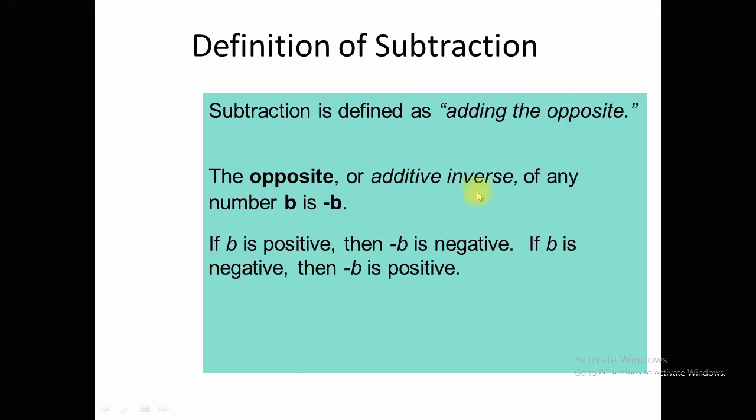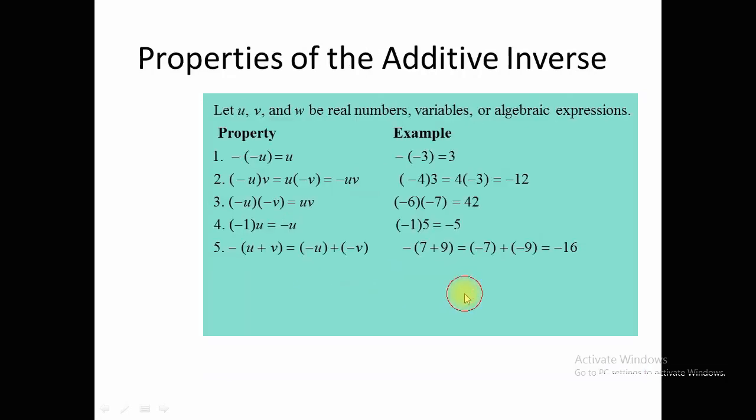Now, the definition of subtraction. Subtraction is defined as adding the opposite. The opposite, or additive inverse, of any number b is minus b. If b is positive, then minus b is negative. If b is negative, then minus b is positive.